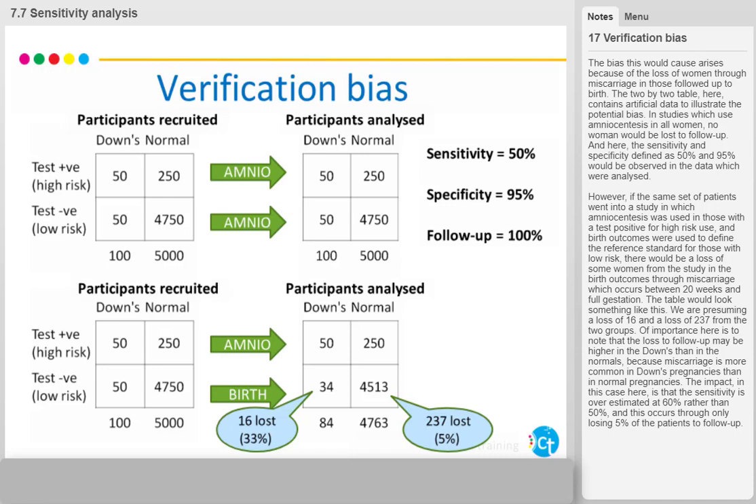Of importance here is to note that the loss to follow-up may be higher in the Downs than in the normals, because miscarriage is more common in Downs pregnancies than in normal pregnancies. The impact in this case here is that the sensitivity is overestimated at 60% rather than 50%, and this occurs through only losing 5% of the patients to follow-up.